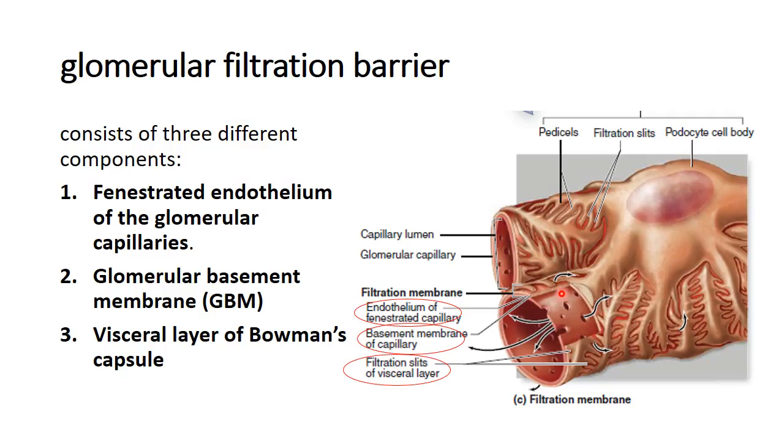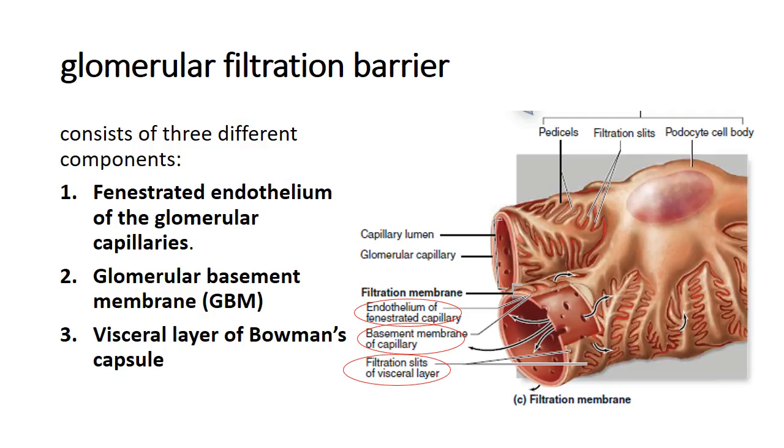So any protein larger than 70 kilodaltons cannot pass through this barrier, and it will be retained within the plasma. However, smaller proteins and smaller molecules can pass through this membrane, and the proteins especially will be degraded and then removed by the proximal convoluted tubule.